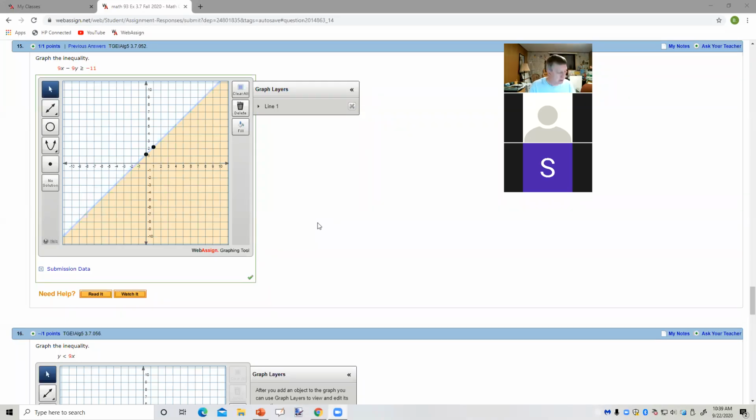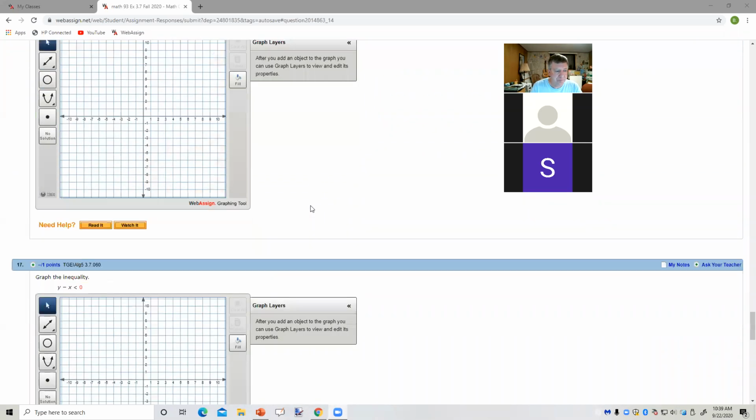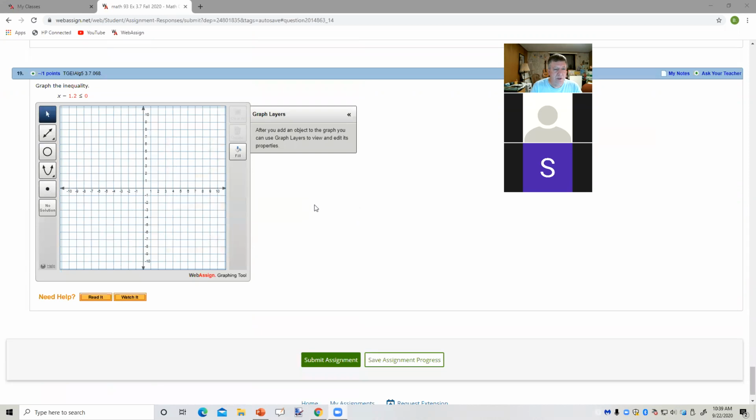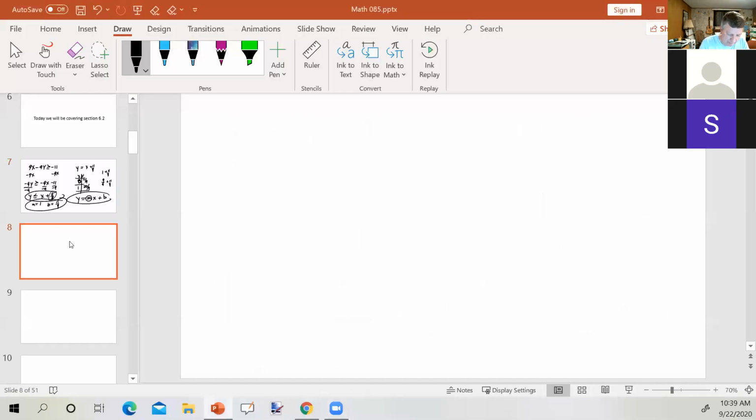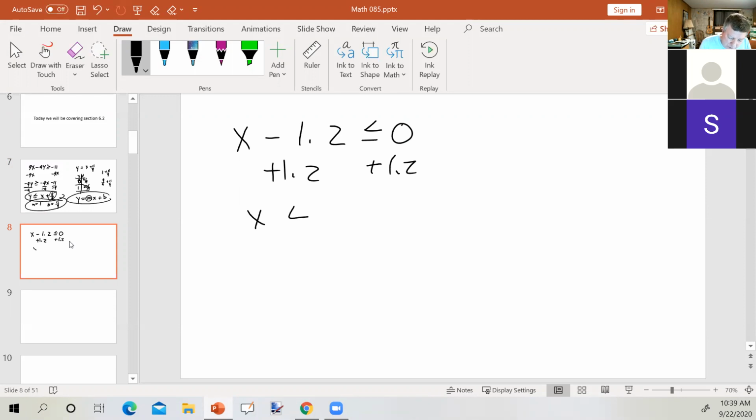All right. Let's take a look at problem number 19, which is this one here. So we've got x minus 1.2 less than or equal to 0. Okay. So this doesn't have both x and y. It just has one variable. So we're going to solve for that one variable by adding 1.2 to both sides of the inequality.